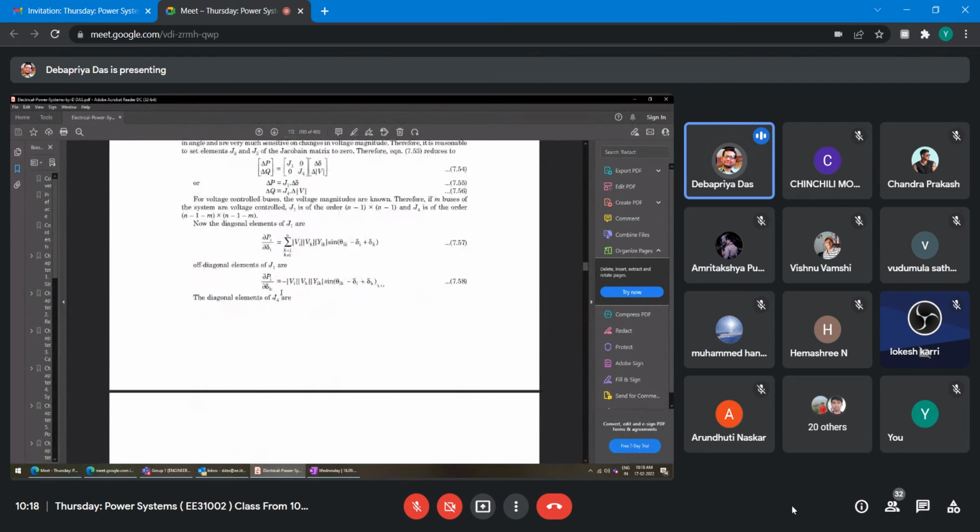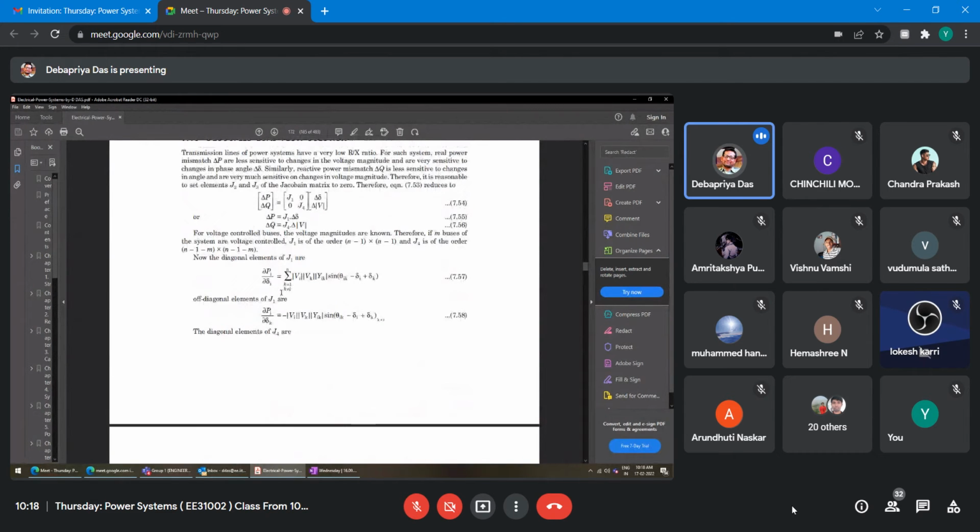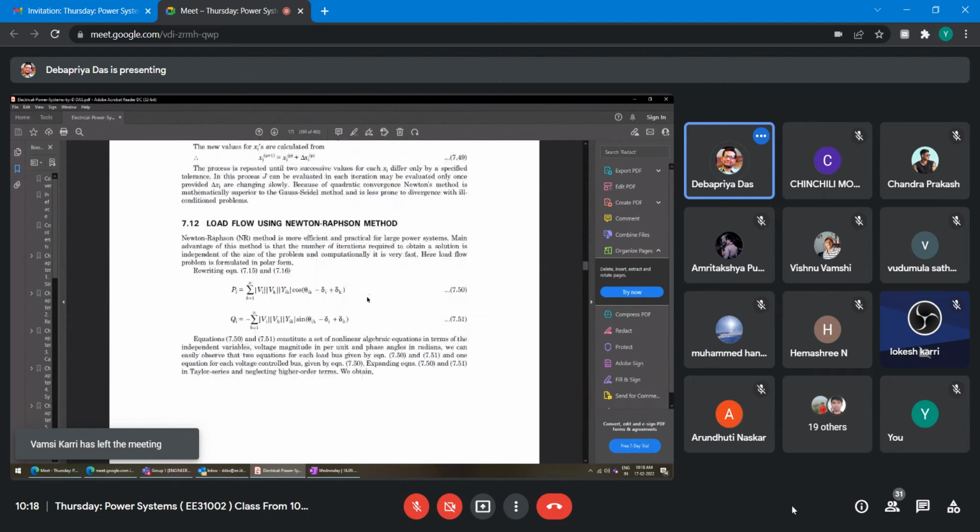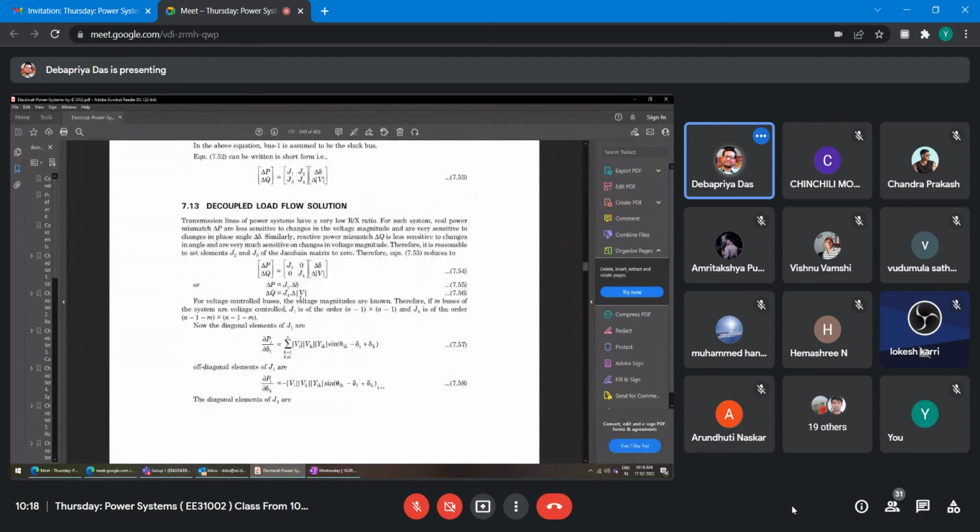Off diagonal elements, delta this one. Then in this case, delta Pi upon delta delta k will be minus Vi Vk Yik sine of this thing, right? Because this is cosine, and when you are taking the derivative with delta k, it will be minus sign. Minus, minus, minus, plus. That's why the diagonal element symbol was plus.